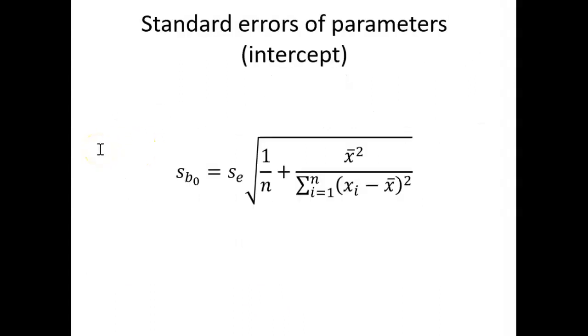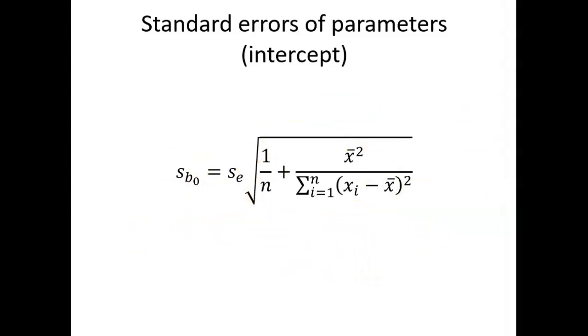And then the standard error of the intercept, s sub b0, is equal to the standard error of the regression multiplied by this ugly thing underneath the radical sign: 1 over the sample size plus the mean of the independent variable squared, divided by the sum of the squared deviations from the mean for the independent variable. Again, there's not much intuition to this statistic.